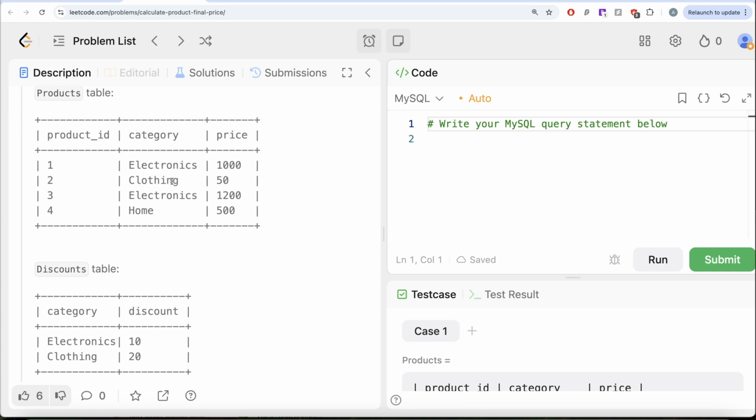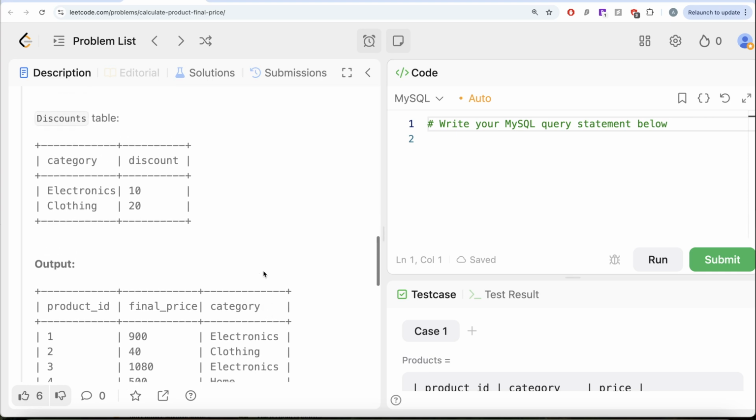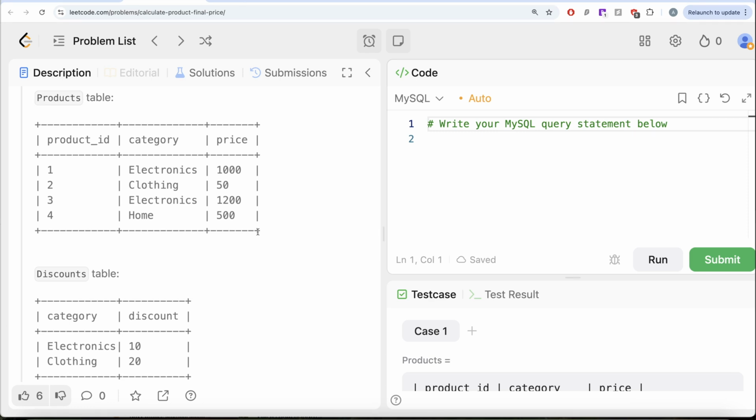Similarly, we can go ahead and do it for clothing, and for home, there is no discount. So the final price should remain 500. And that is what we have in our output. So since the discounts are in a different table than the products, we can join them using the category column so that we have the discount also in the same place. And then from there, we can go ahead and calculate the final price.